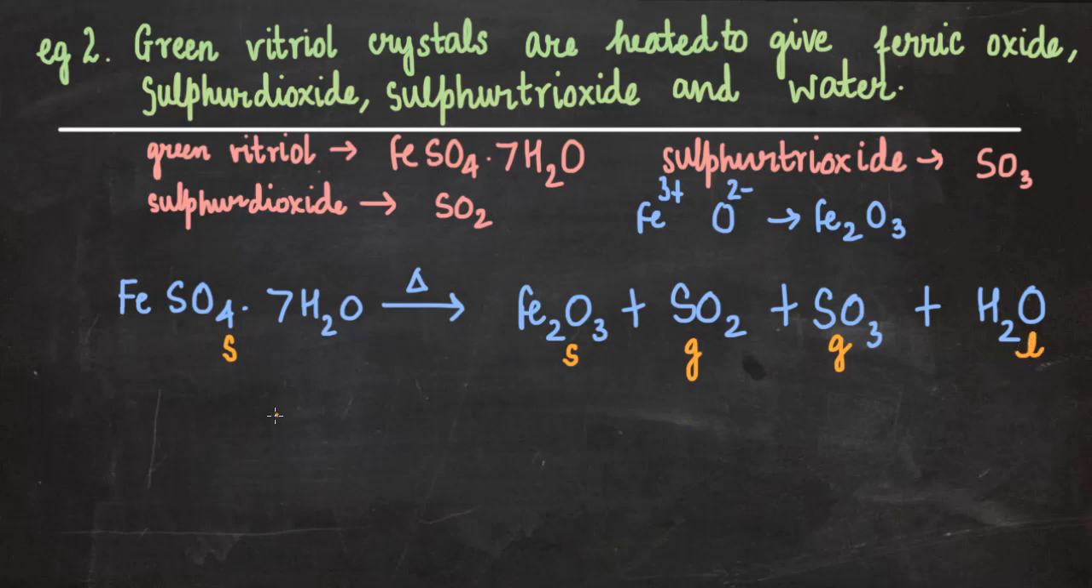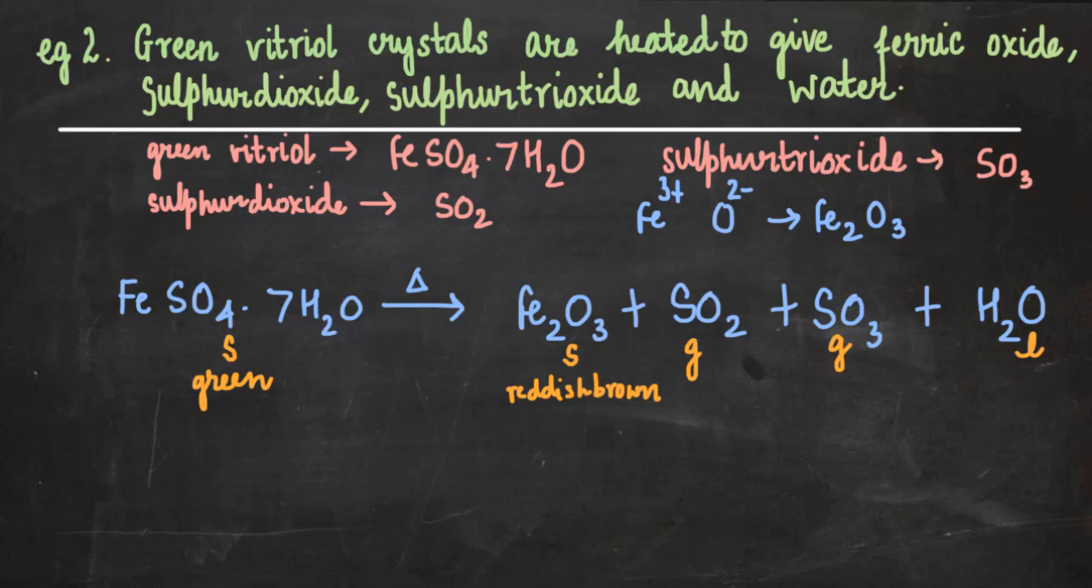There are also some major color changes in this reaction that we need to remember. So green vitriol, as the name suggests, it would be green in color. Ferric oxide is reddish brown in color. This is reddish brown. Both these gases are colorless.